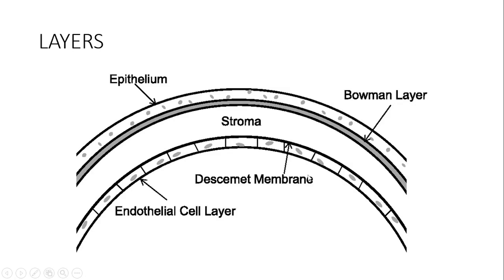Another reason is that the endothelial pump removes fluids from the stroma. So assuming that there is so much water in the stroma, the endothelial cells will help pump out all the excessive water in the stroma back into the aqueous humor. Another reason why the cornea is dehydrated all the time is that there is evaporation of water from the tear film, okay? And this increases osmolarity of the tear, drawing water from the cornea.